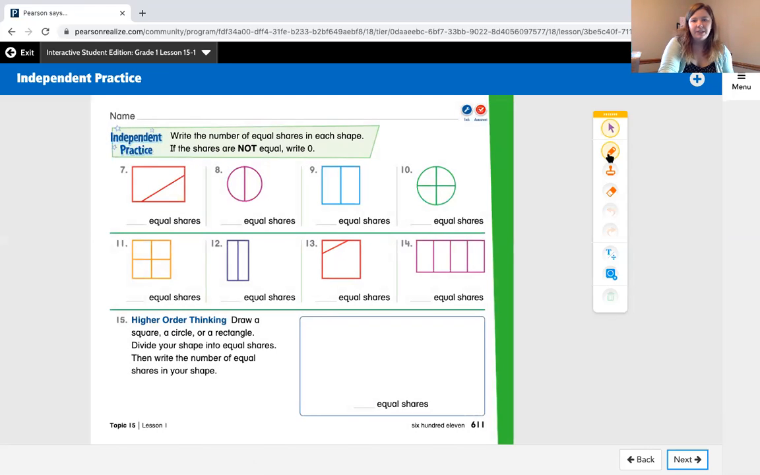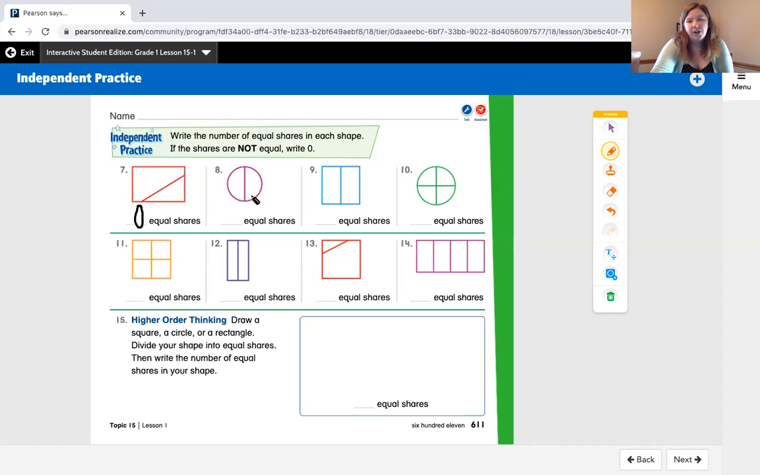The directions for this one say, write the number of equal shares in each shape. If the shares are not equal, write 0. So we are only writing if the shares are equal. Number 1, how many shares are there? 1, 2. There are 2 shares. Are the shares equally divided? No. This one is bigger. So there are 0 equal shares.